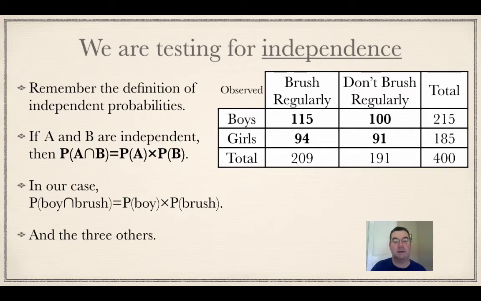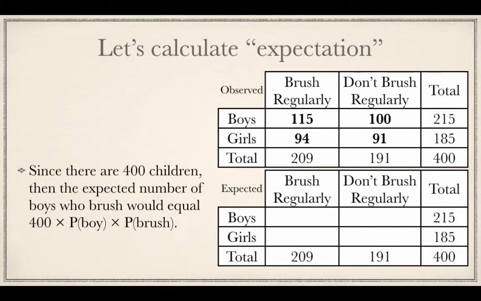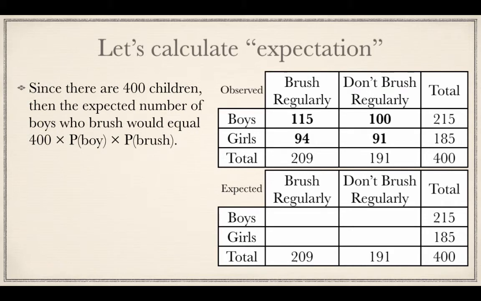So we're going to figure those out. We're going to do boys who don't brush regularly, girls who brush regularly, and girls who don't. Let's figure out the expected number of those 400 people. If there was complete independence, how many of those 400 people would be boys who brush regularly, boys who don't, girls who brush regularly, and girls who don't? I've already got the observed in the top table.